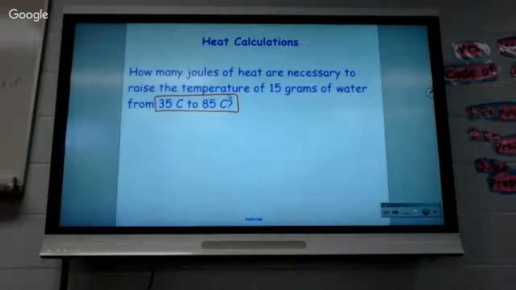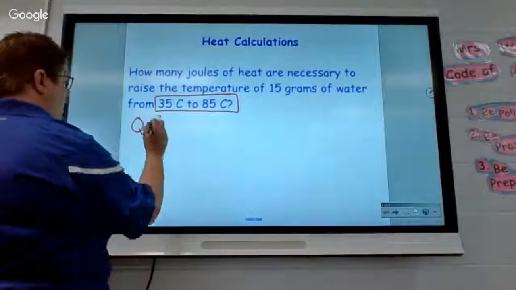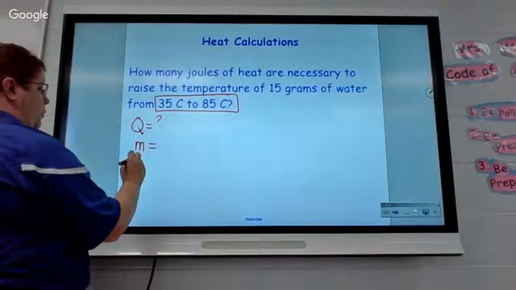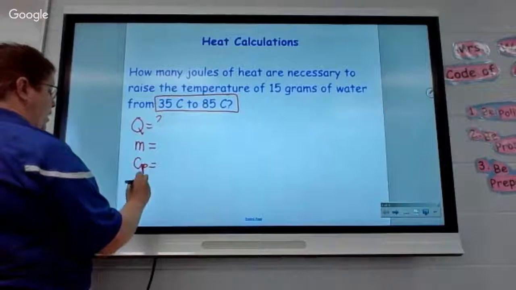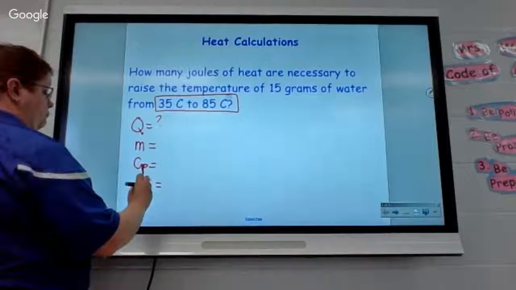Now, the formula we learned back at the beginning of the semester was finding heat. What does this question ask you to find? Joules of heat. Of what letter was joules of heat? Q, M, CP, or delta T? So we're solving for Q. So that means we've got to know M, we've got to know CP, and we've got to know delta T.